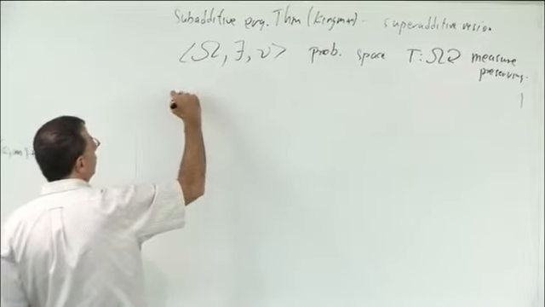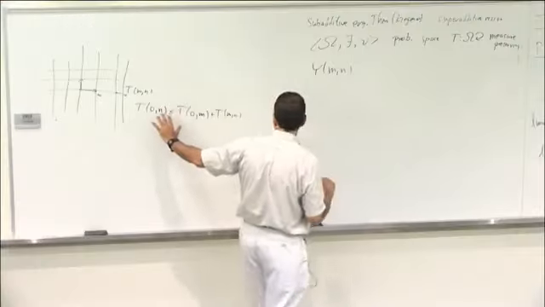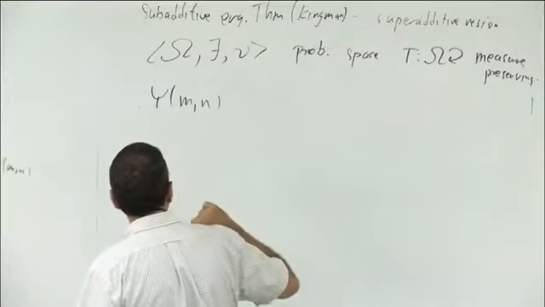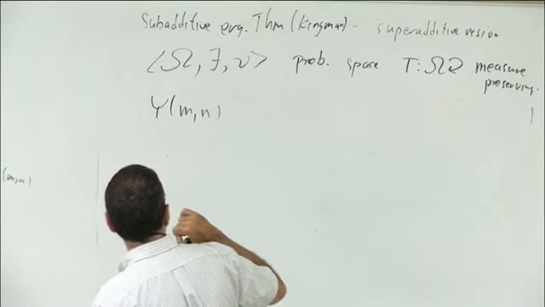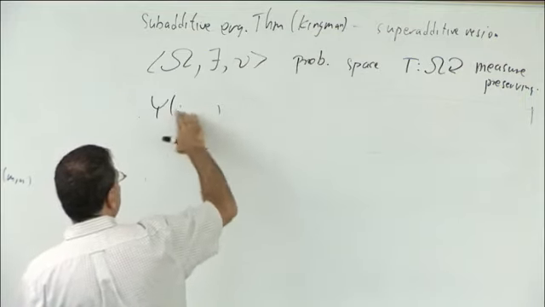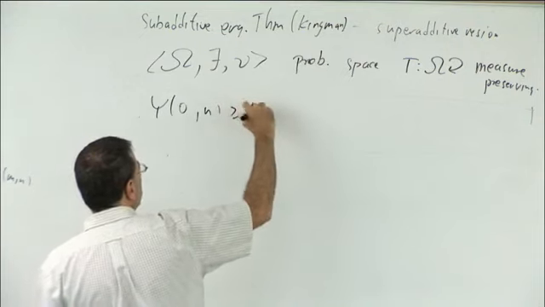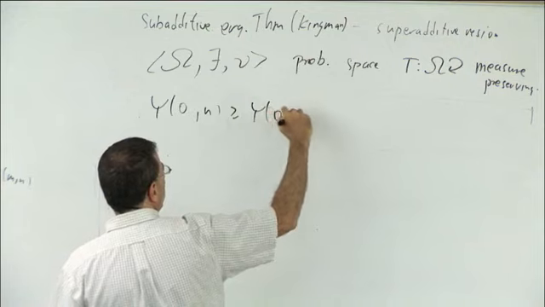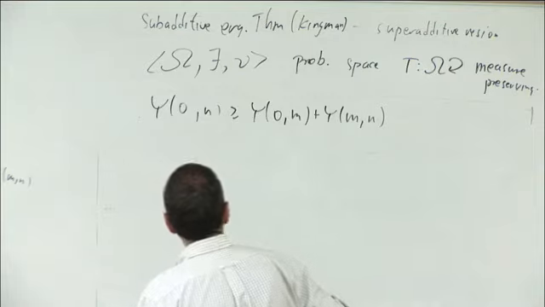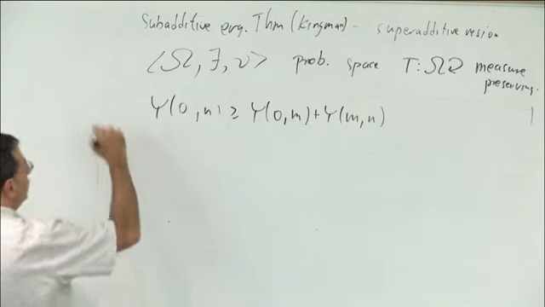And then the important things are the random variables Y_mn. You can think of these as, say, the negative of these passage times. Okay, and Y_mn satisfy the superadditive inequality. So Y_0n is bigger than Y_0m plus Y_mn. So that's one assumption.